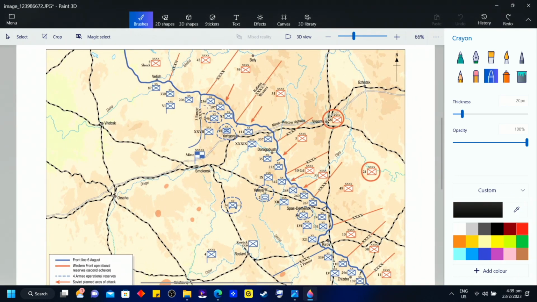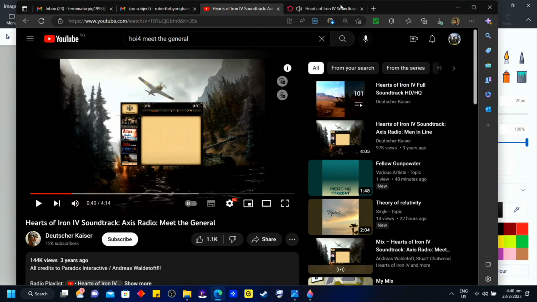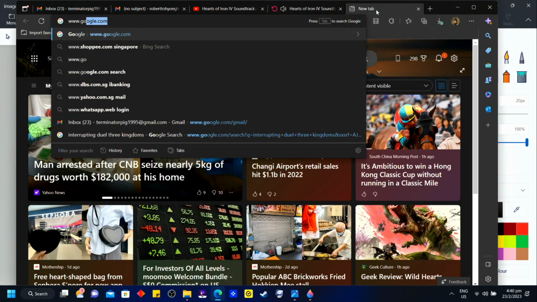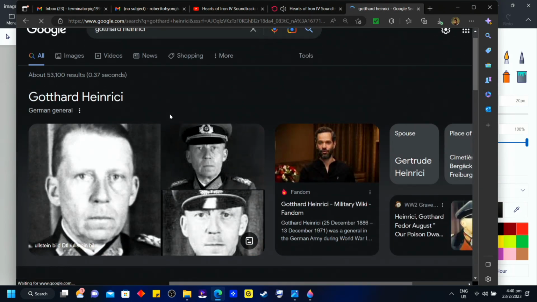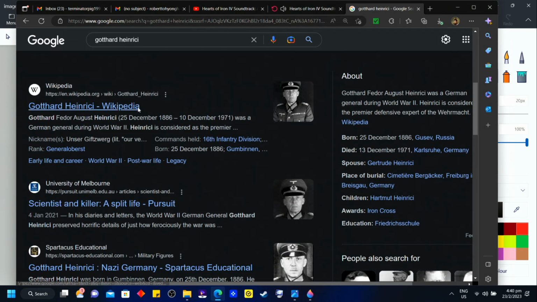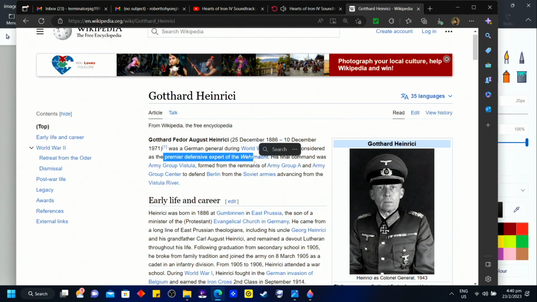The 4th Army will defend the direction around here. This is the 4th Army, all the way until the 2nd Panzer Army here. So this black line is the 4th Army. The goal of the 4th Army here is to block the direct advance from Vyazma to Smolensk. The 4th Army was commanded by a very famous general, famous but quite highly underrated: Gotthard Heinrici. He was the premier defensive expert of the Wehrmacht.